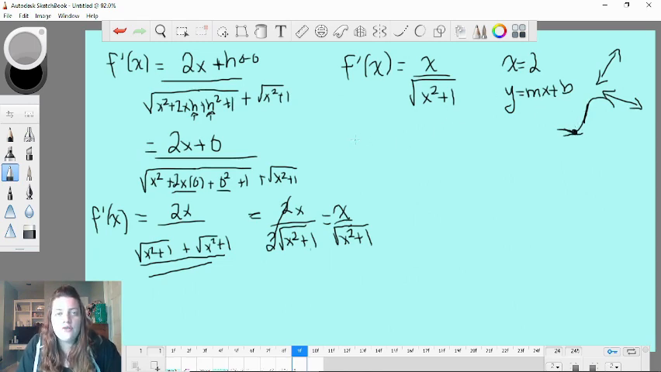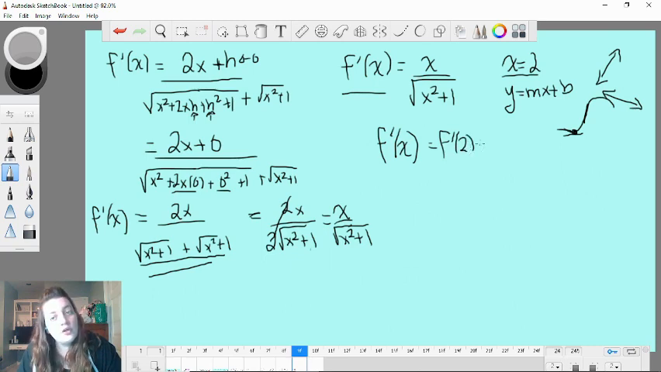Okay, so first off, we need to find the tangent line. I recommend finding the slope first. What does the derivative find you? The slope at that point. So now we can plug in x equals 2 into our derivative formula we just found and solve. So f prime at 2 equals 2 over the square root of 2 squared plus 1, which would just be 2 over the square root of 5.